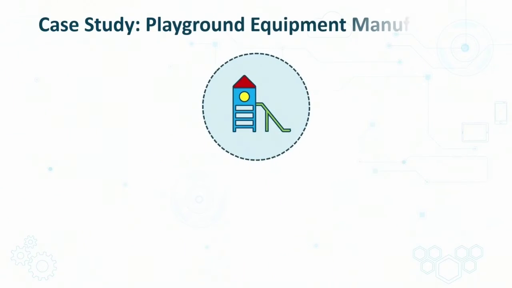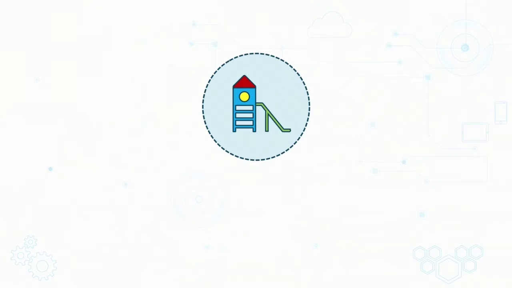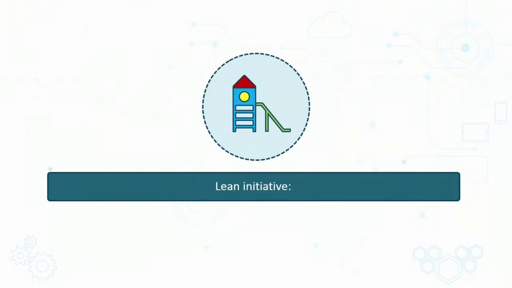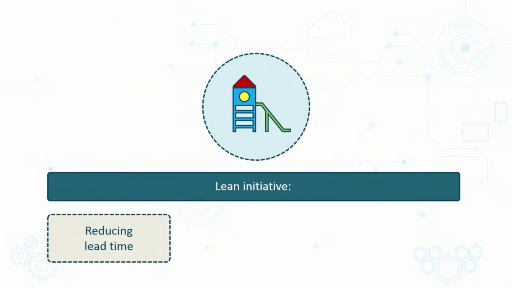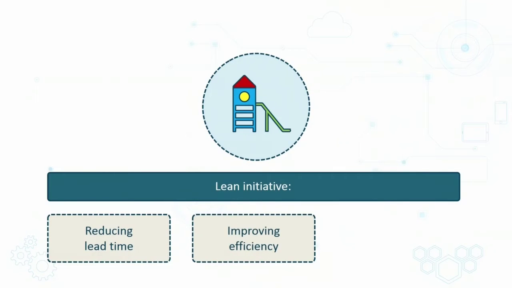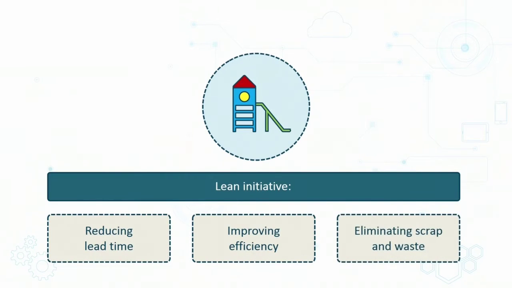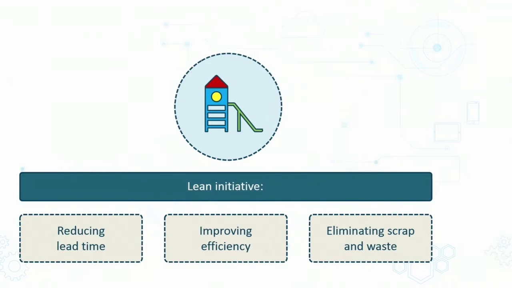Intent on maintaining its competitive advantage and position as number one in its industry, a large playground equipment manufacturer launched a Lean initiative. Management was intent on reducing lead time, improving efficiency, and eliminating scrap and waste. An external consulting group was hired to provide training in Lean thinking and techniques. The group also provided Lean leadership while key people within the organization gained the expertise needed to assume leadership roles.